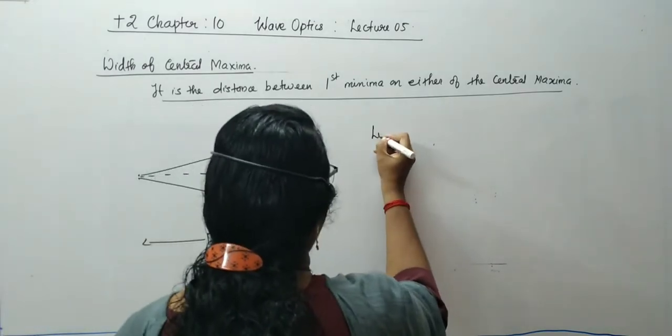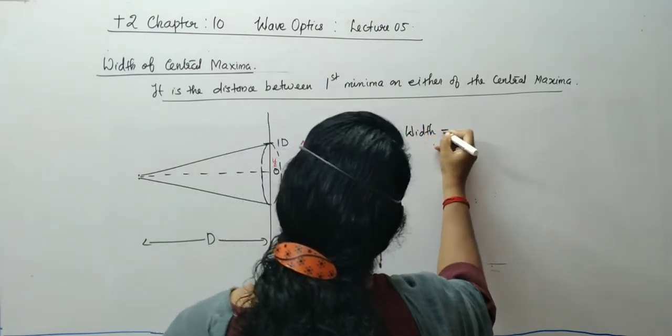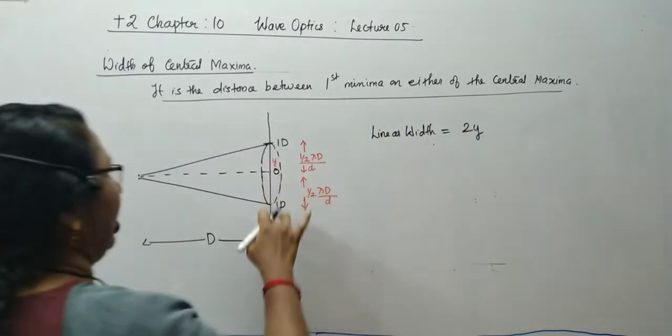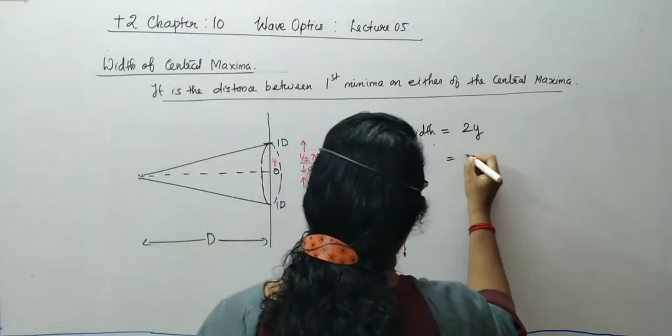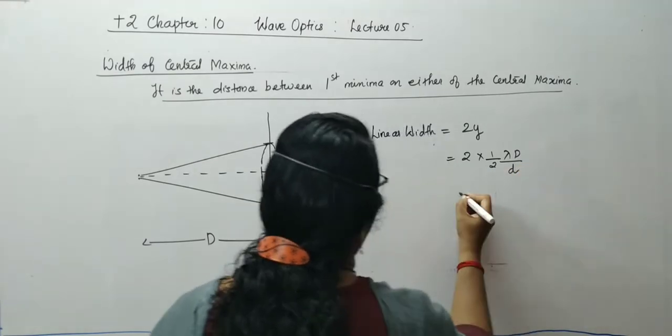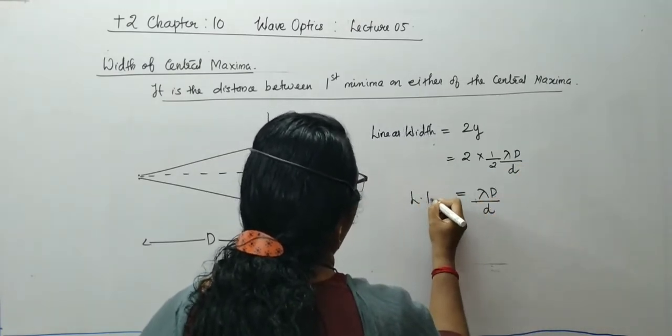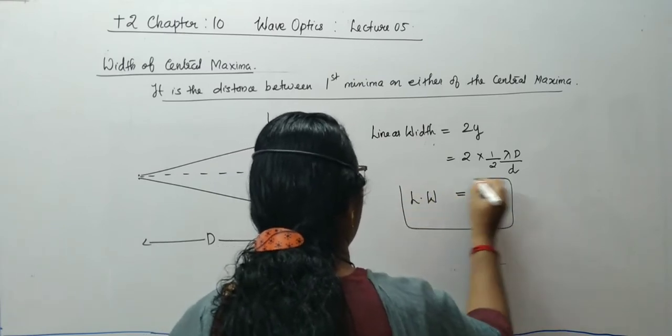So linear width is equal to 2 times y, that is 2 times half lambda D by d. Linear width of the central maxima is equal to lambda D by d.